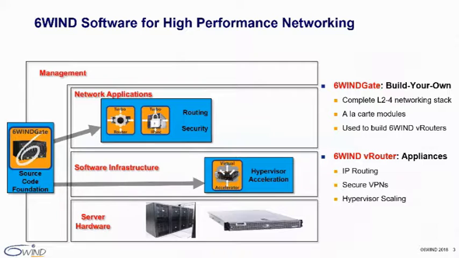6WIND's vRouter family offers a cost-effective, high-performance alternative to hardware routers and security gateways. 6WIND Turbo Router and Turbo IPsec are vRouters in the form of software appliances that lead the market with a performance advantage. And 6WIND Virtual Accelerator is a vRouter that powers the hypervisor with the necessary features for virtual networking, including an accelerated virtual switch.